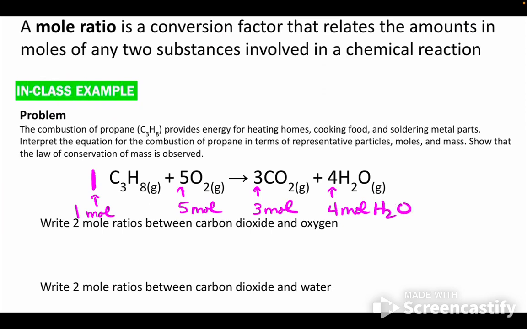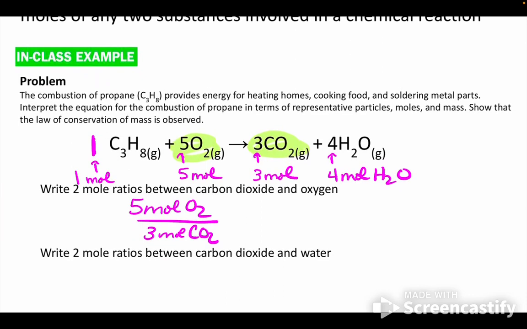So we can write a mole-mole or a mole ratio. For example, this one, I'm going to do carbon dioxide and oxygen. So I can only compare 2 at a time. So 5 moles of O2 for every 3 moles of CO2. So that's what a mole ratio is. It's the moles of 2 of the substances in a reaction. And then just know that you can write it either way, and that'll depend on what you're converting.